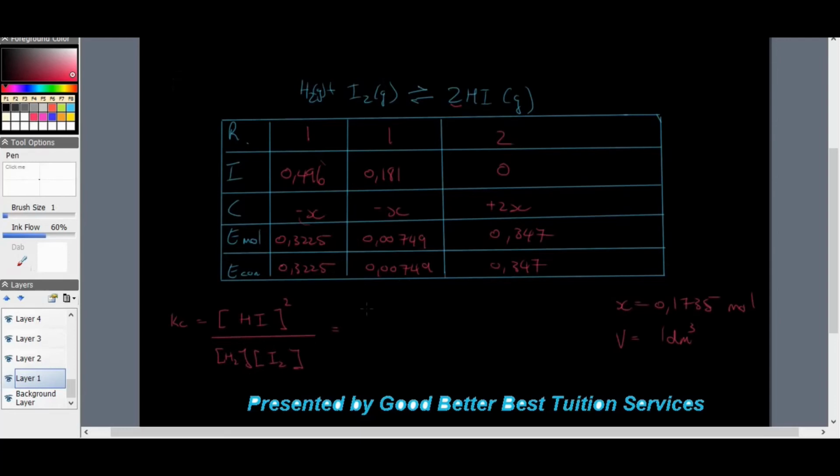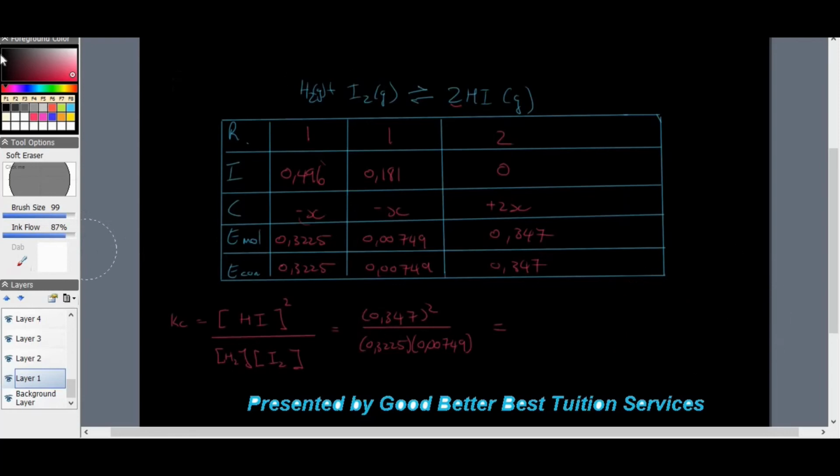Let's see, we got the 0.347 all squared, all over 0.3225 multiplied by 0.00749. I'm going to make some space here on this side quickly. Alright, there we go.